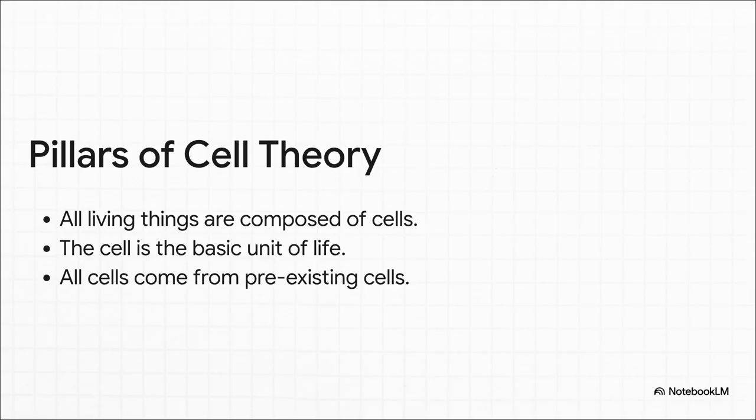It's built on three main ideas. Pillar 1, all living things are made of cells. Simple enough. Pillar 2, the cell is the absolute basic unit of life. And pillar 3, cells can only come from other cells. And this is the key, you guys. This theory connects everything, from a giant elephant to the tiniest bacterium. It's the grand unifying theory of biology.